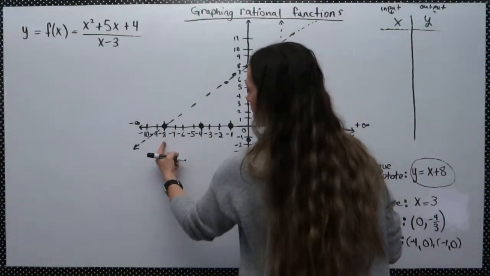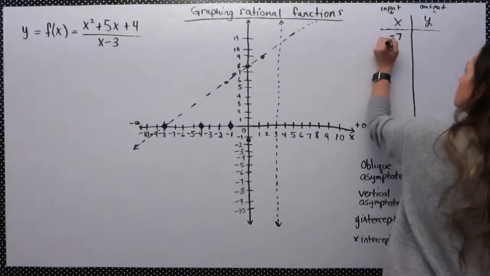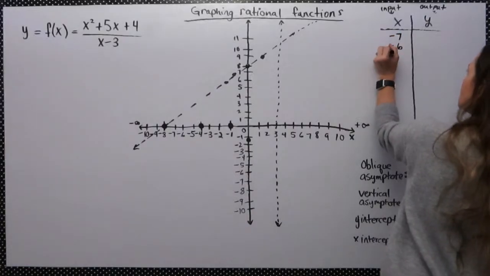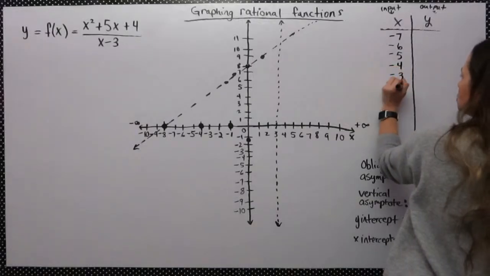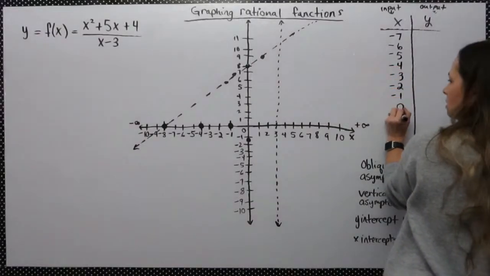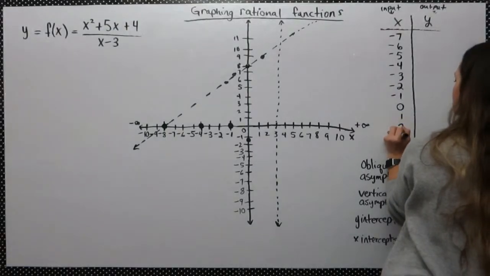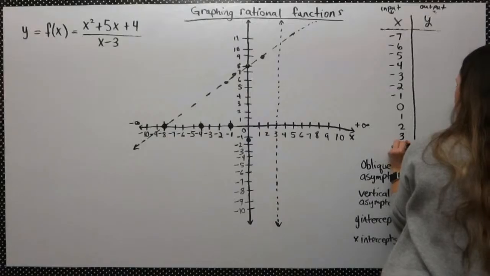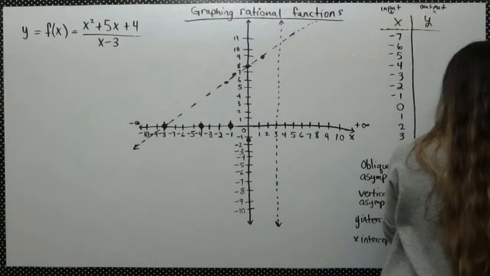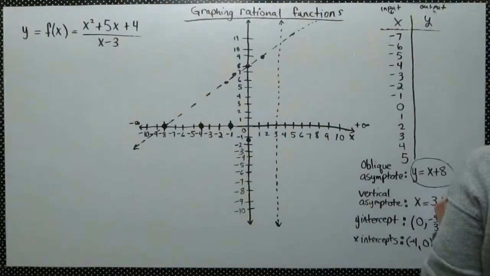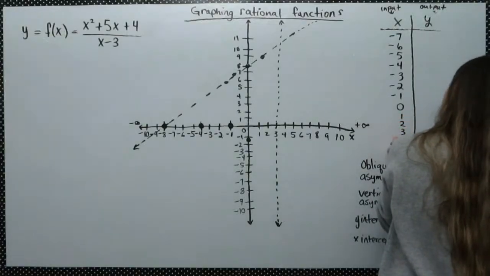I'm going to go ahead and say, figure out -7, -6, -5, -4, -3, -2, -1, 0, 1, 2, 3, 4, and 5. And let me scoot those down just a little bit. 2, 3, 4. There.